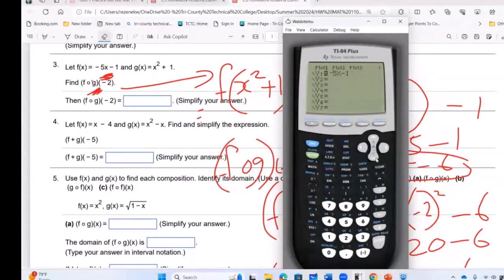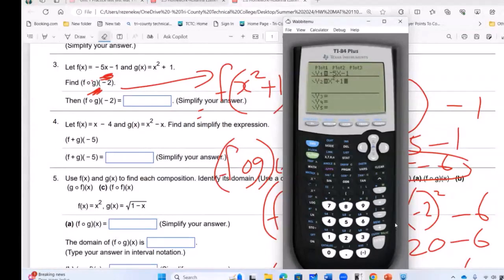All right, so now the next one is y2. I'm going to put y2 into my g of x, into my y2. So x squared plus 1, x squared plus 1.